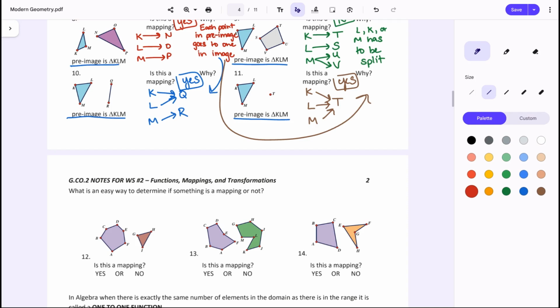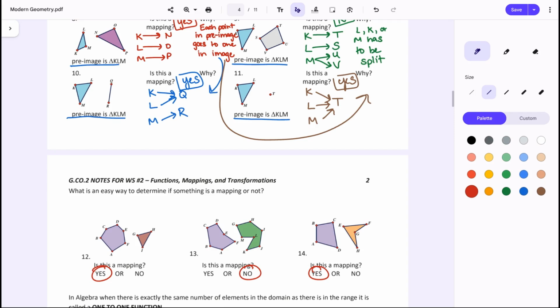What do you guys think for number 12? Yes or no? Yes. Okay. 13 and 14? Yes. Okay. What's a quick, easy way to decide that? Yeah, go ahead. Just count the dots. Count the dots. So you count the dots on your pre-image and you count the dots on the image. What has to happen in order for it to be a yes? It has the same number of dots or fewer. To start with? To end with.